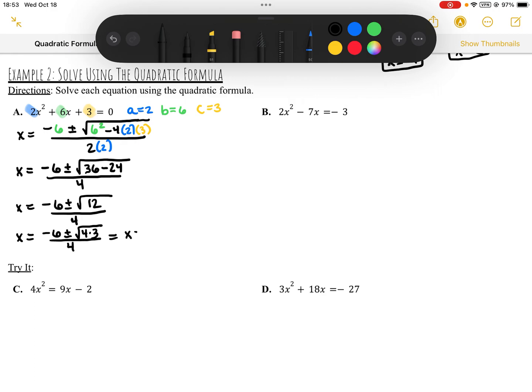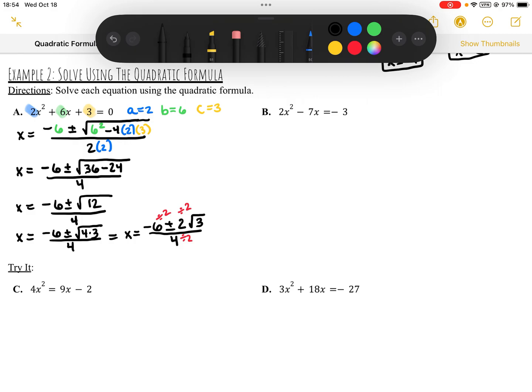So now I have x equals -6 plus or minus the square root of 4 is 2, and 3 stays under the radical symbol. And that's still all over 4. Now, each term can be divided by 2. So I'm going to divide each piece by 2.